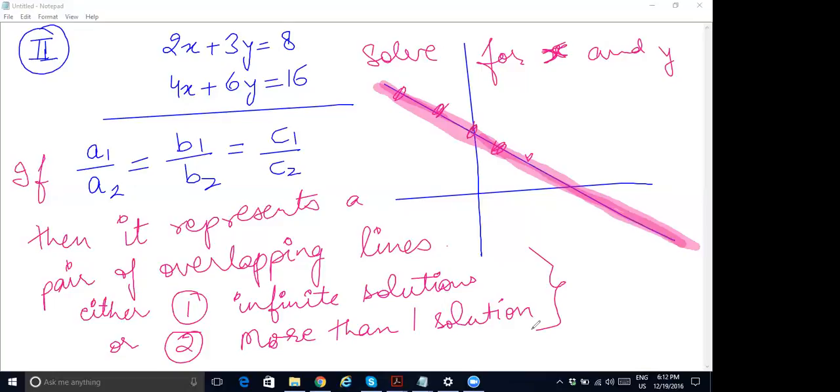Because a pair of lines can generally give three possibilities. They are parallel, no solution. They are intersecting lines, one solution. Or they are overlapping lines, then more than one solution or infinite number of solutions. Makes sense? Right.